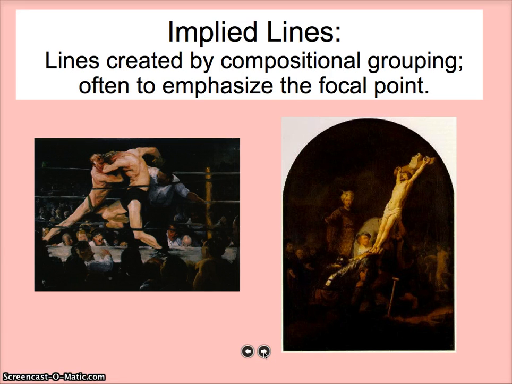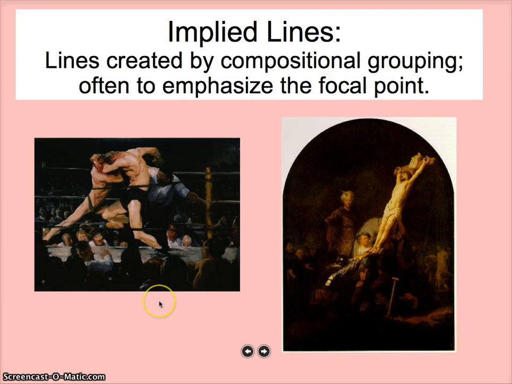Implied lines. These are lines that are created by compositional grouping, often to emphasize the focal point. Not always, but often. So on the right we have a deposition from the cross by Rembrandt. A very strong diagonal line made up of bodies. Christ's body, the cross, and the arm of the person who's taking him down from the cross. And it's a white light just shot through the darkness. So that is emphasizing the focal point, obviously, and also the meaning of the painting, light and darkness.